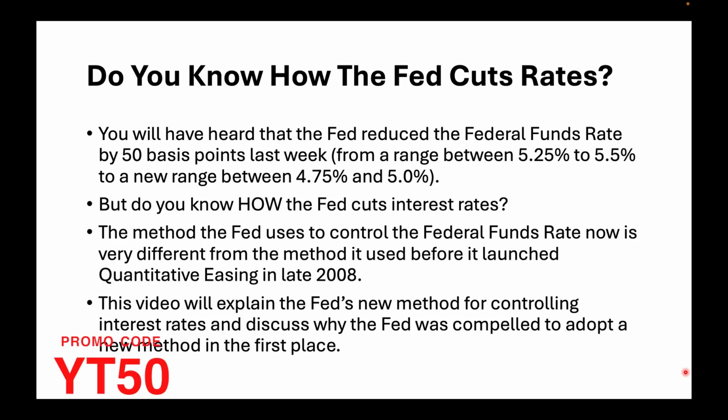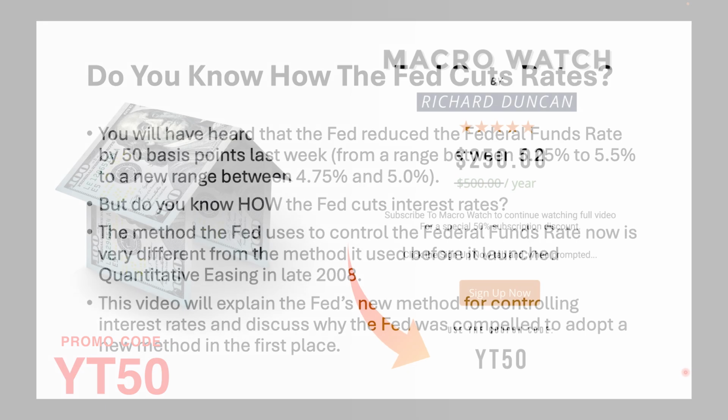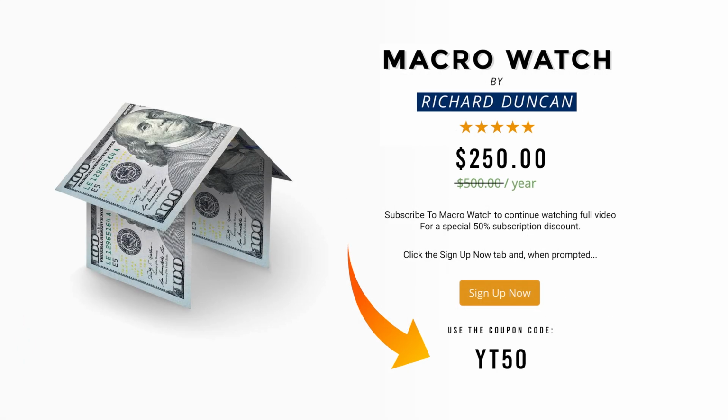You will have heard that the Fed reduced the federal funds rate by 50 basis points last week. But do you know how the Fed cuts interest rates? The method the Fed uses to control the federal funds rate now is very different from the method it used before it launched quantitative easing in 2008.